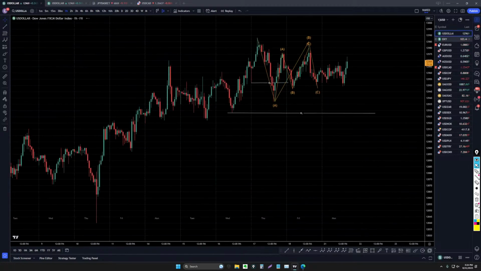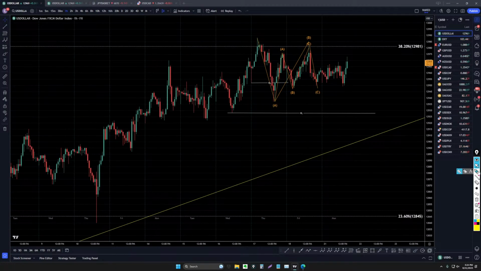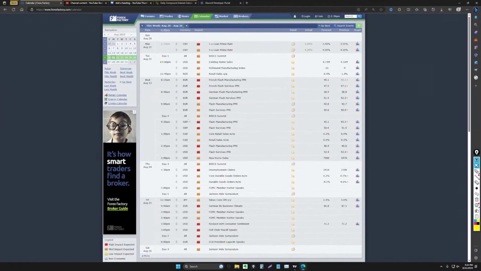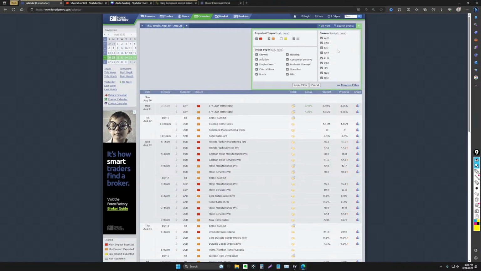I don't really think it's over yet. I think it's more likely this is like a wave 5 or something. It's going to go up here, and then maybe it'll make a move to the downside. We'll have to see. We don't even really have any low-level news today, do we?